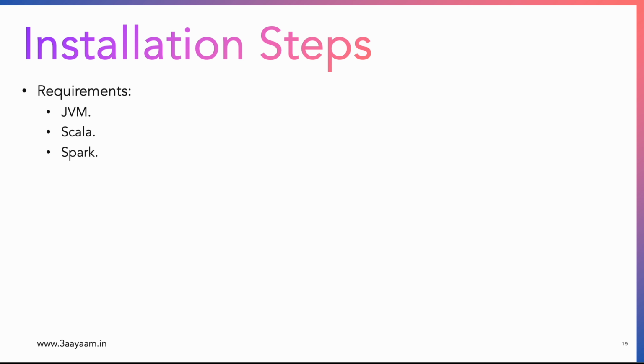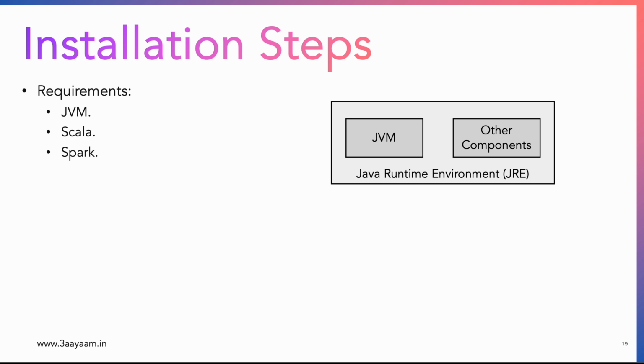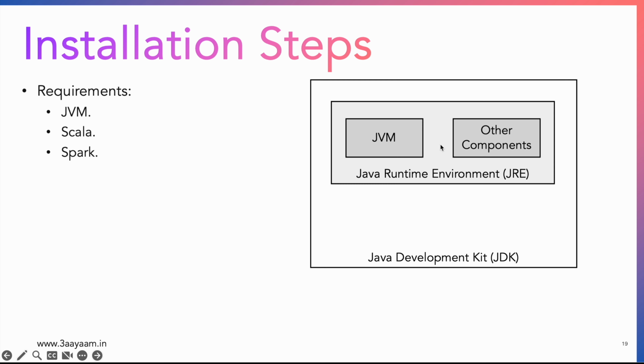So first we'll have to install JVM, but JVM does not come as a standalone component. We have other components also which have to be installed along with JVM because we need a Java environment. So that's why we'll have to install something called a Java runtime environment. And the Java runtime environment is something which helps to run Java code or JVM based code. Now, instead of installing these individual components, we can install something called JDK or Java Development Kit.